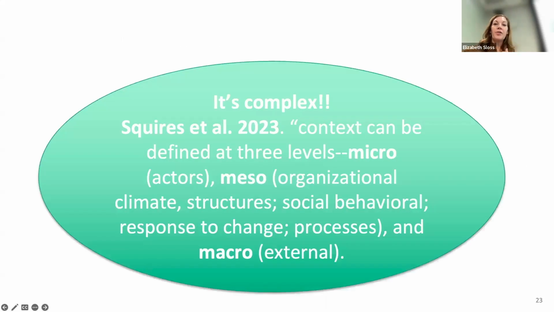So I hit on a few things there when thinking about context. It's complex. And for those of us who are maybe trained in behavioral science, the Squires article that I reference here really thinks about context in a social ecological framework. We call this an ICON framework. So context can be defined at least 3 levels: the micro level, who are the actors; the meso, the organizational; and then the macro, which are the external.